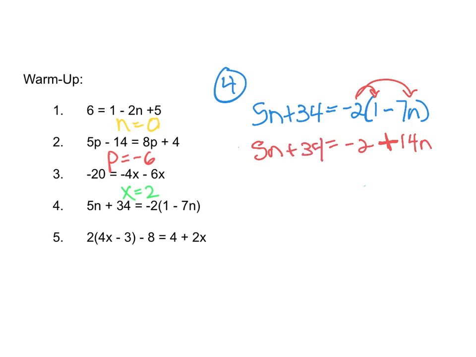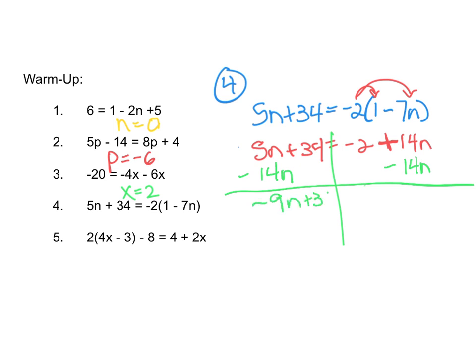Next, I want to move all my variables to be on the left-hand side. I want to move the positive 14n to be over here with the 5n. It's positive, so then I'm going to subtract off 14n from both sides of the equation. 5 minus 14 is negative 9n. 5n plus 34 equals, and then we have that negative 2 still left over.